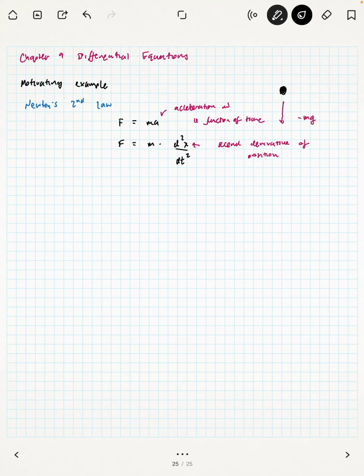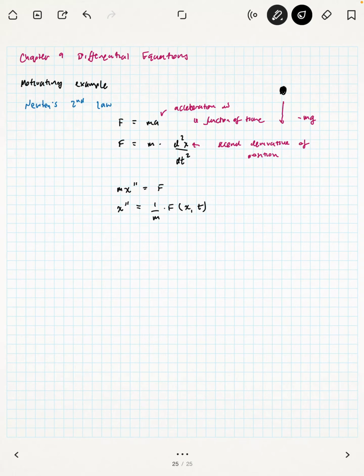So really what this is helping us do is write this a little bit simpler, right? Let's switch the order here. So mx double prime equals F. I'm going to write x double prime equals 1 over m times F. And that could be a function of x itself. It could be a function of time. We don't know what the force could be. It could be constant. It might not exist at all.